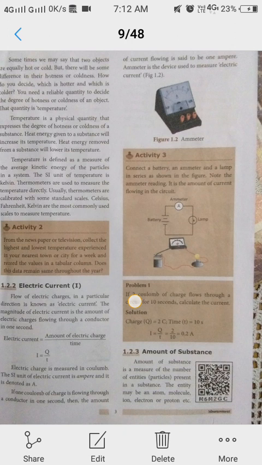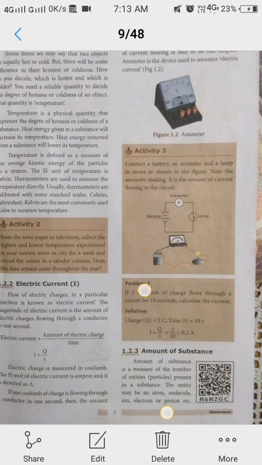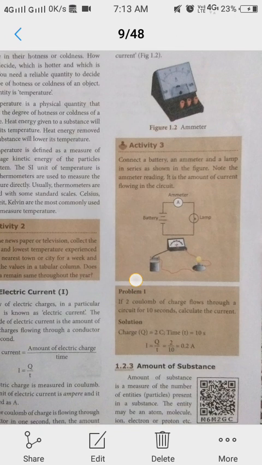So in a substance, how many electrons are there? In a substance, how many protons are there? In a substance, how many atoms are there? That is called the amount of substance. So amount of substance is a measure of the number of entities present in the substance.